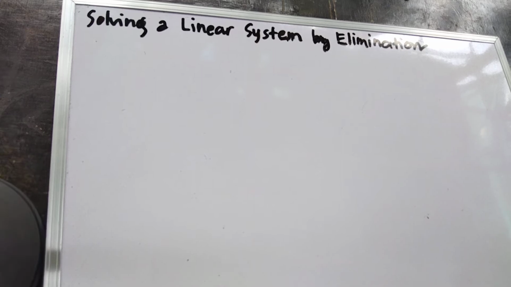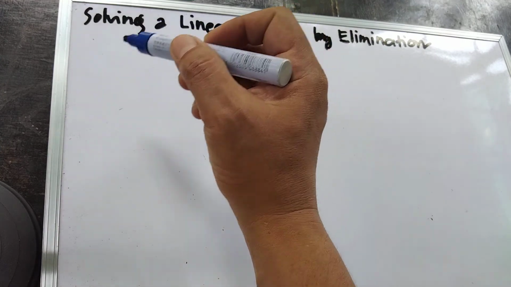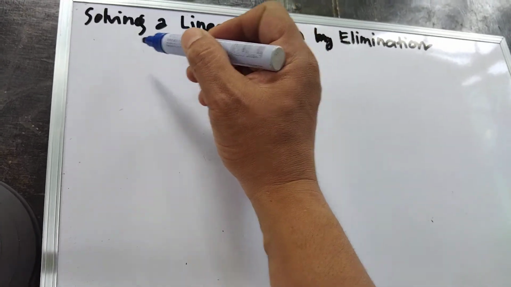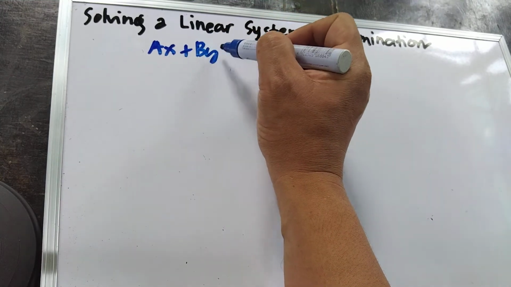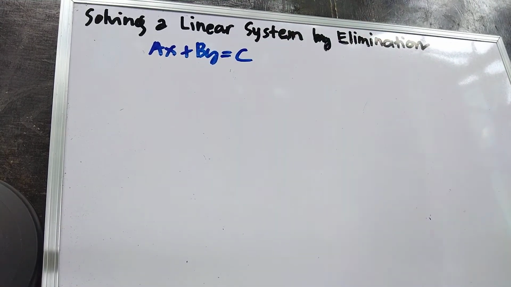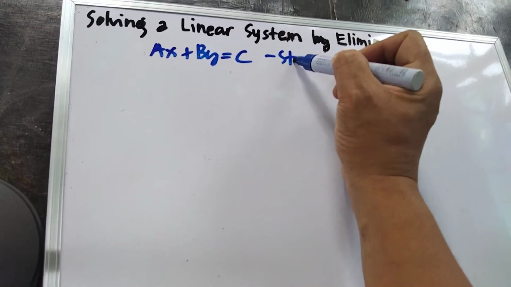Okay, we are now on solving a linear system by elimination. Actually, there are no fixed steps on how to solve systems by elimination. But the best way to do it here is to write both equations in standard form. The two equations should be written in the form ax plus by is equal to c.